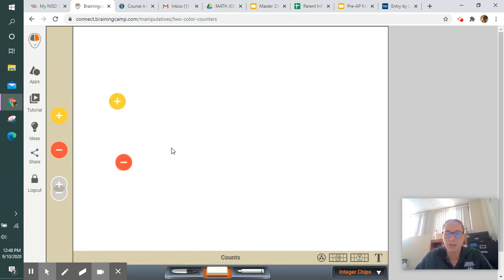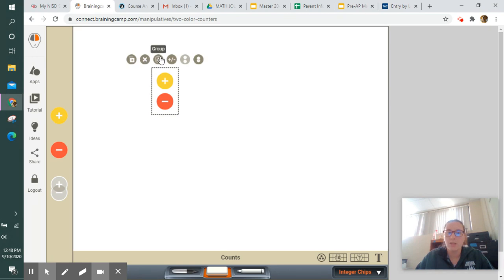Okay, now something important that I want to show you guys today is if I have one positive chip and one negative chip, they actually cancel each other out and they make what we call a zero pair, because 1 plus -1 is 0.